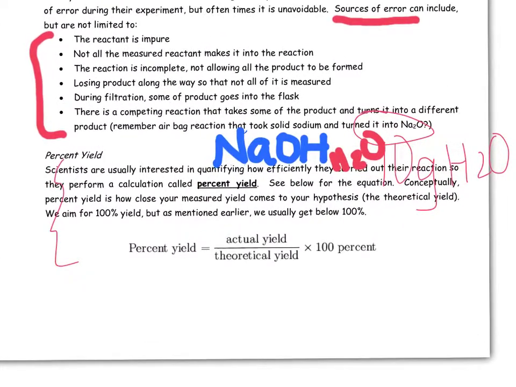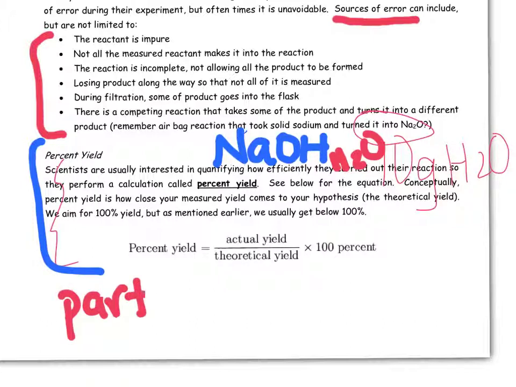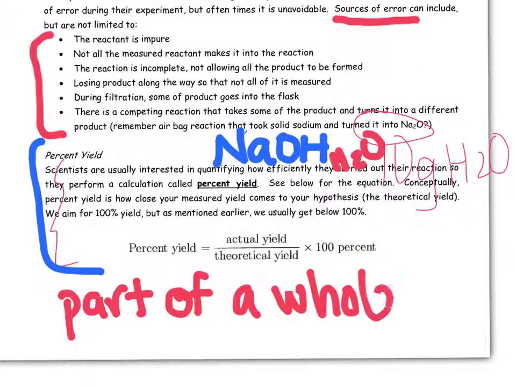So we actually want to quantify, and sorry, I'm in this last paragraph now, how far off you are from what you should have gotten. Because if you think about what percent means, hopefully you would tell me that percent means, I'm going to write it down here, part of a whole. And when we say yield, we're talking about a chemical reaction where we're yielding something, making some amount of product.